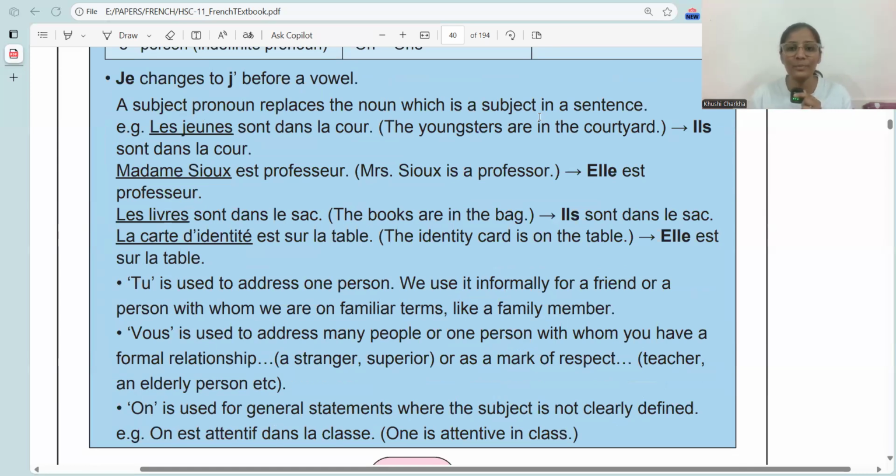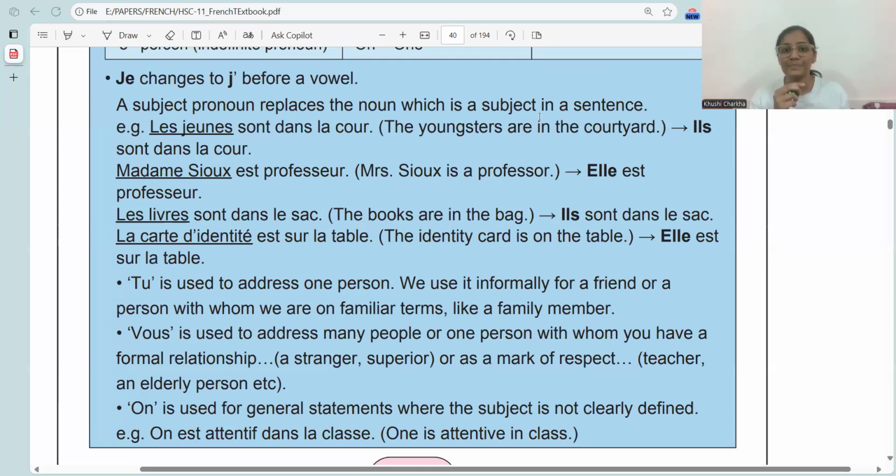We have seen this in the previous video that when two vowels clash, the e of je, and suppose the next word also begins with a vowel, then je will remove its e and take an apostrophe. You can look at the example below. A subject pronoun replaces the noun which is the subject in the sentence. Now what do subject and subject pronoun mean? Subject means the doer or the thing which is being described. Subject pronoun means the pronoun which replaces the subject.